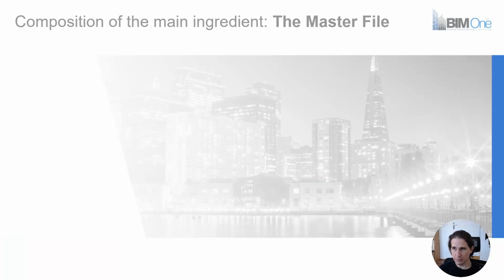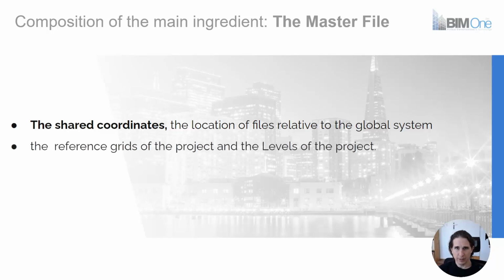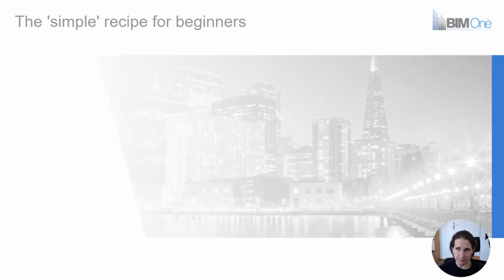So what's the composition of this main ingredient? Like I said, the shared coordinates, you will have the location of the files related to the global system. You'll also have the reference grid of the project and the levels of the project, and also the project models that will be linked in the master file. So the changes required during the life of the project will be made in the master file and distributed to the other models using the copy monitor function in Revit.